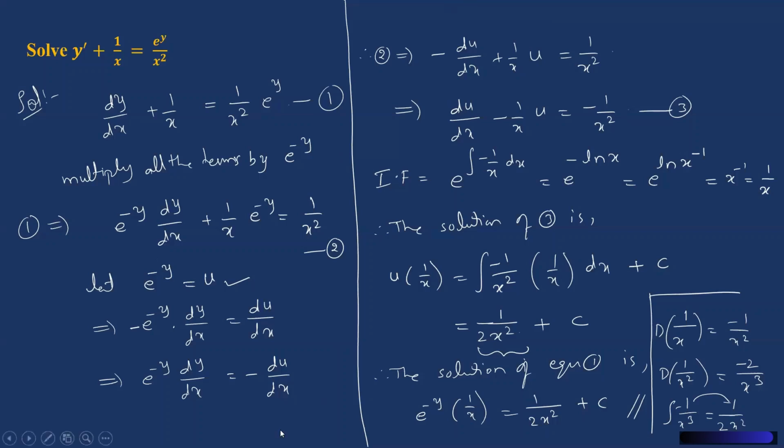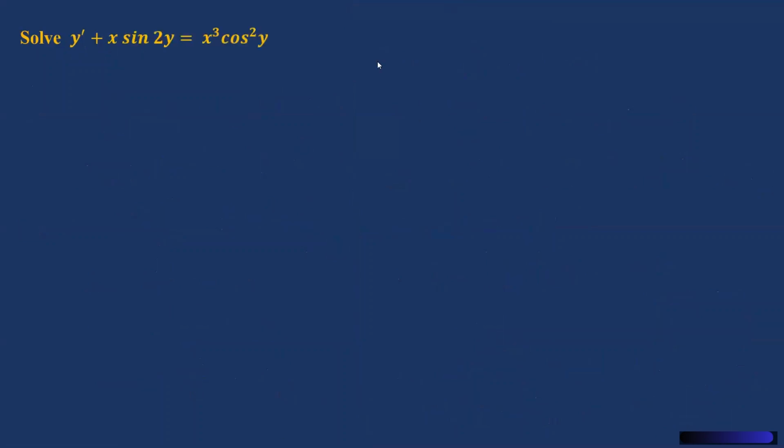Right? Now, let me give you one more question. Look at this. Again, this is also not a straight Bernoulli's differential equation, but still it is a nonlinear type differential equation. I'm writing it again, you see here: dy by dx plus x sine 2y is equal to x cube cos square y.